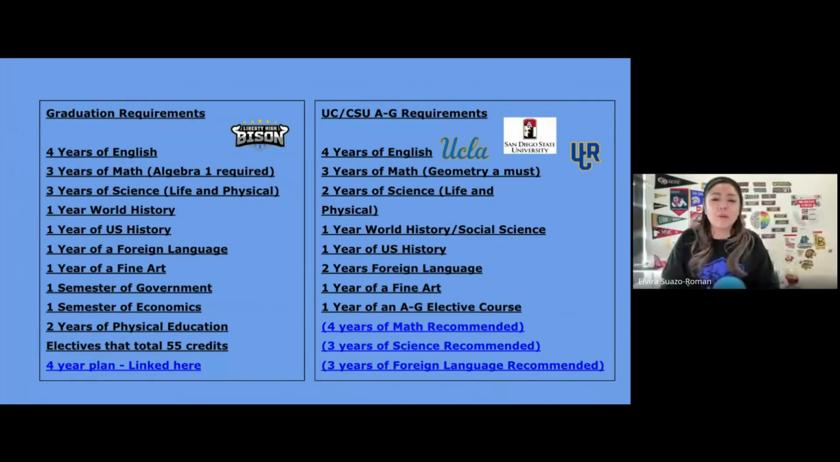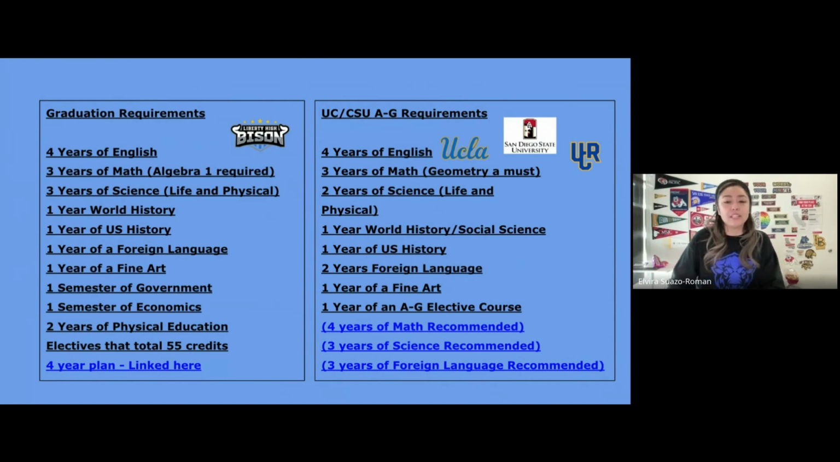So first, let's talk about what it takes to graduate from Liberty High School. As a Liberty High School student, you're going to need 4 years of English, 3 years of math with algebra required, 3 years of science, and that's going to be 1 year of a life science, 1 year of a physical science, and then your third year, you get to decide what you would want that year of science to be. You also need 1 year of world history, 1 year of U.S. history, 1 year of a foreign language, 1 year of fine art, 1 semester of government, and 1 semester of economics, which you will take as a senior student. You will also need to take 2 years of PE and an additional 55 credits of elective.